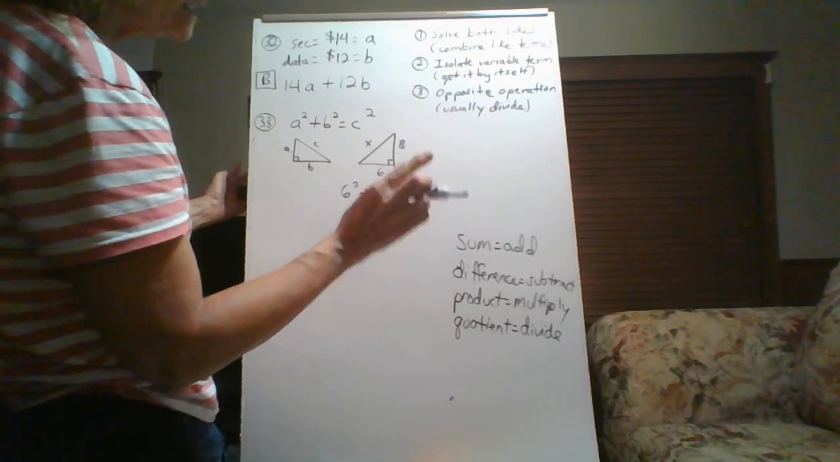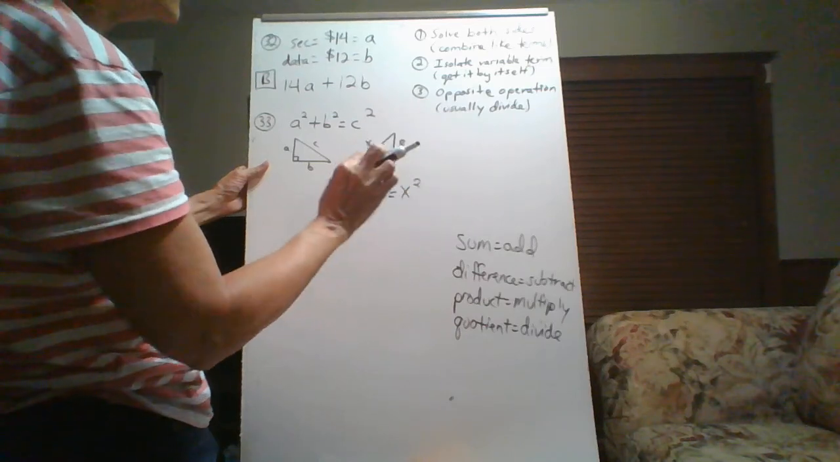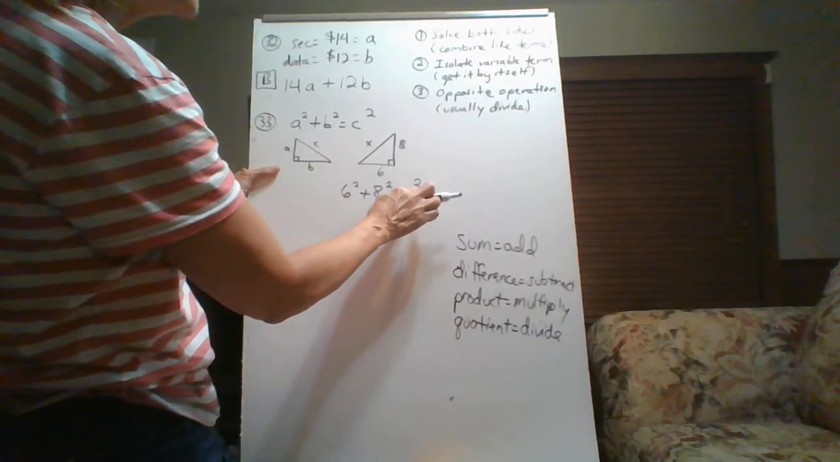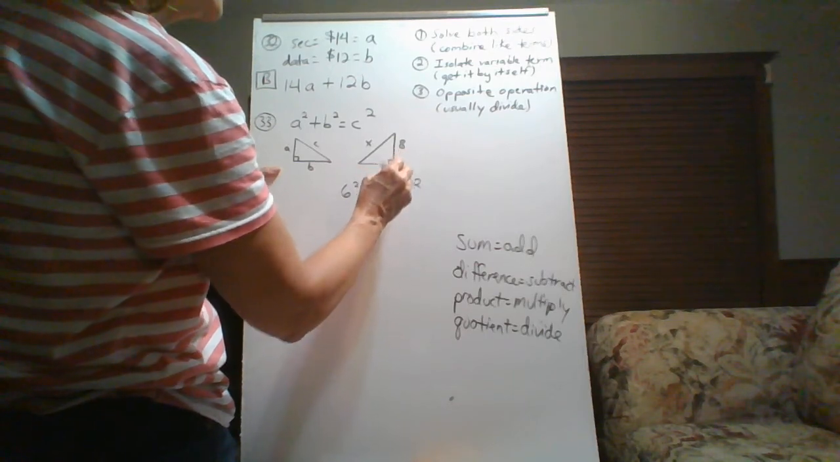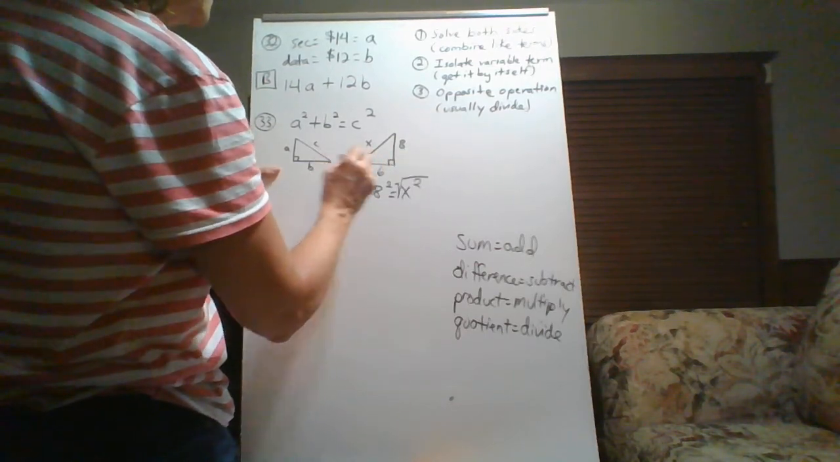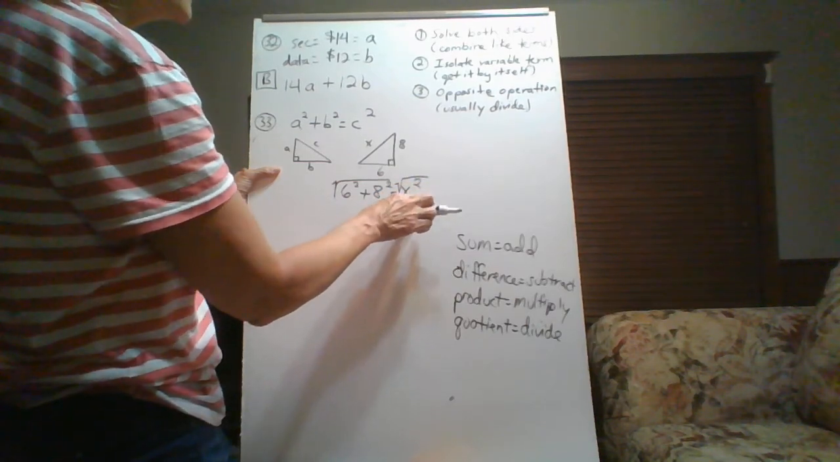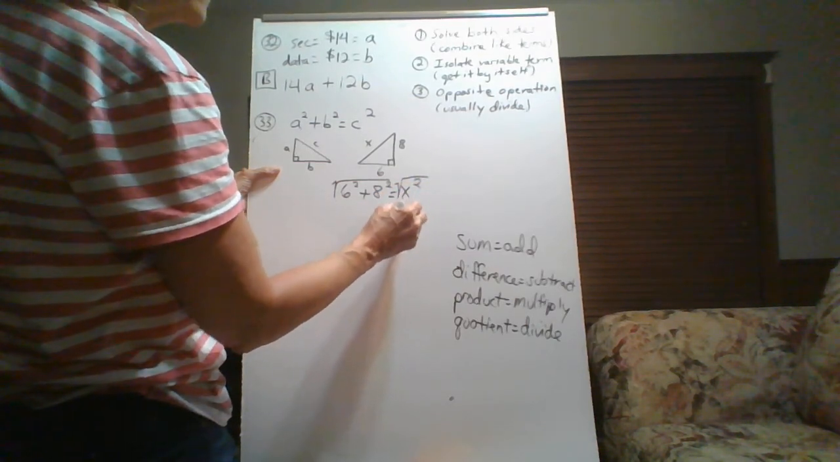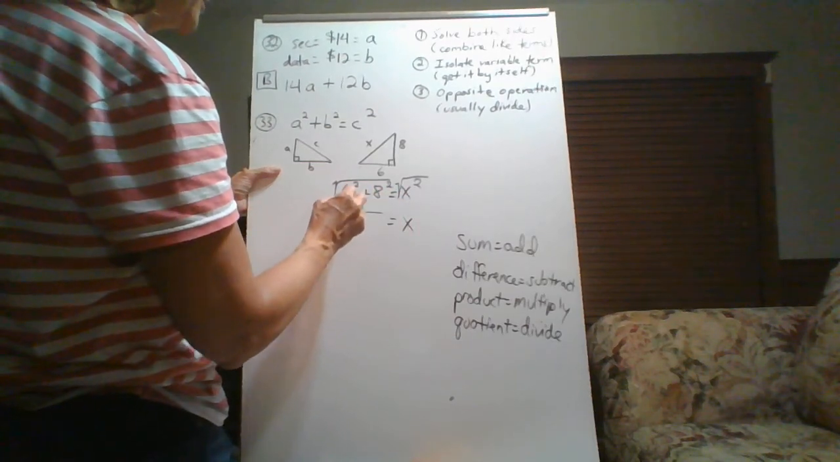Remember, anything you do to one side, you must do to the other. So in the past, usually we divided because that last thing was multiplied. Here, it's squared. So I've got to do the opposite of an exponent, which is a root. Well, what is the square root of x squared? Means what times itself gives me x squared? X. And then this, I'm just rewriting it. I'm not changing anything.